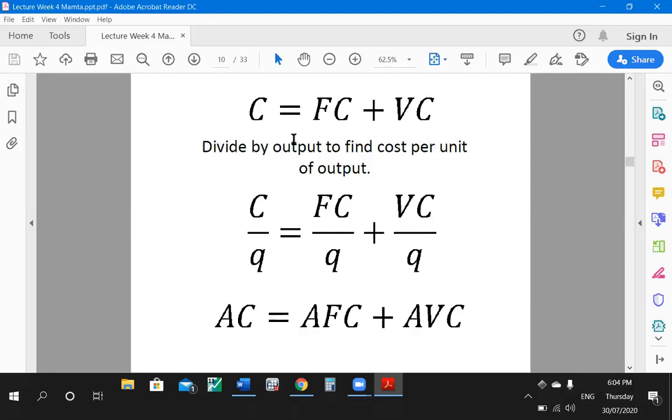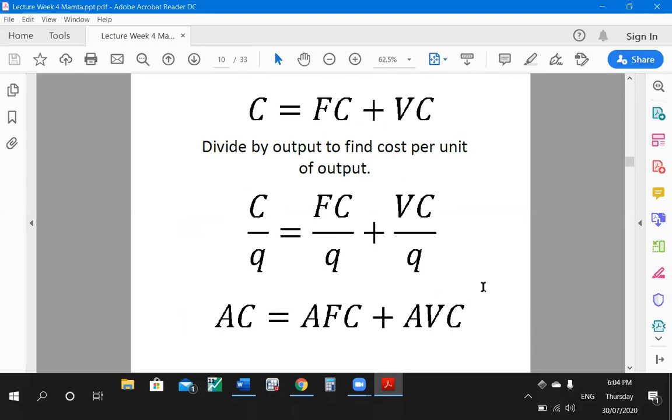Here it is. Total cost equals fixed cost plus variable cost. So divide by output to find the cost per unit. Total cost divided by quantity is average cost. Total fixed cost divided by quantity is average fixed cost. Total variable cost divided by quantity is average variable cost.